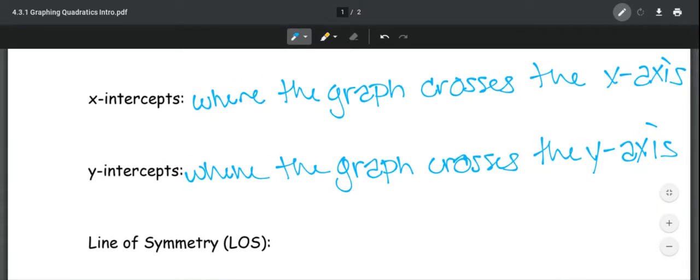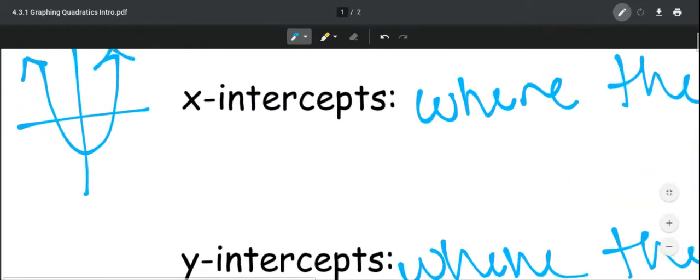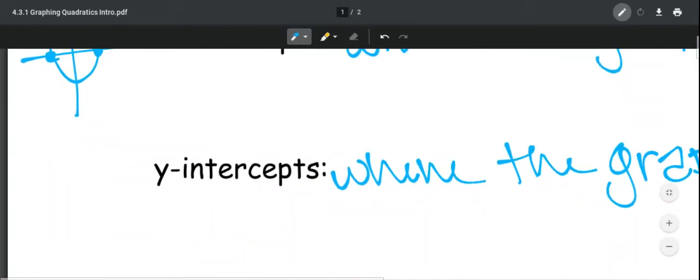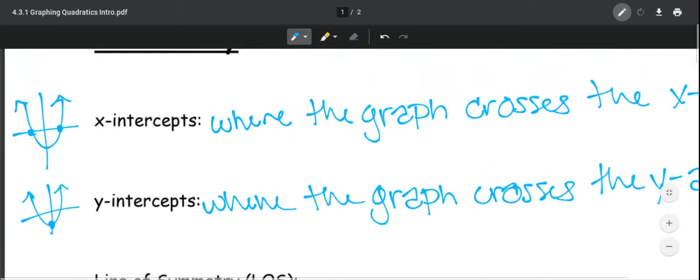So, x and y-axis. So here is your coordinate plane. If your graph is like this, your x-intercepts are right there. And then if you have your y, your graph and your y-intercept is where it crosses the y-axis. Okay?